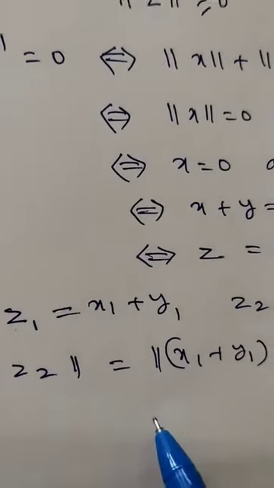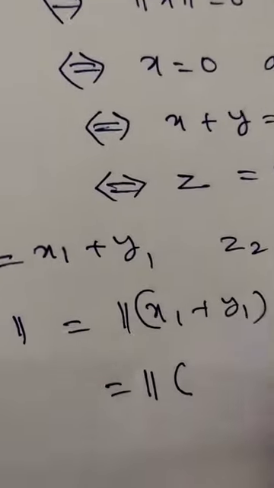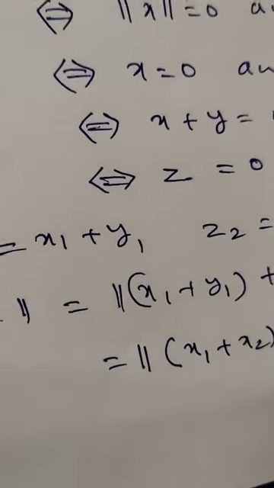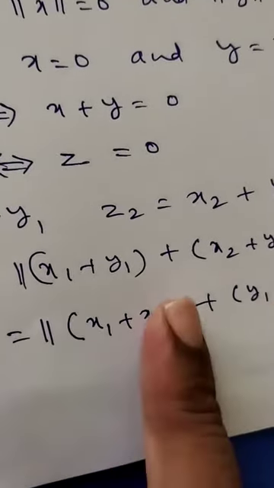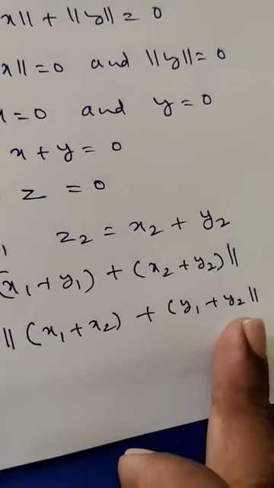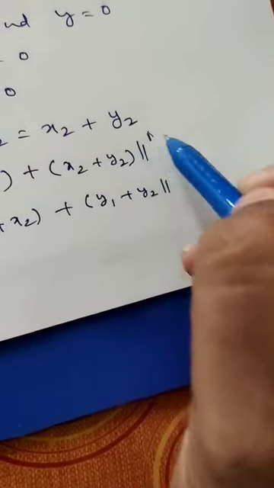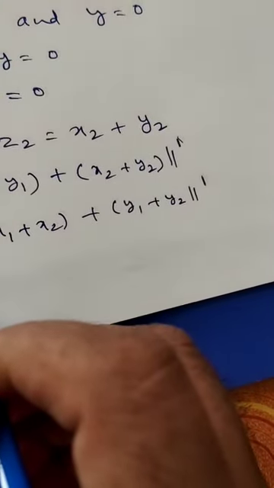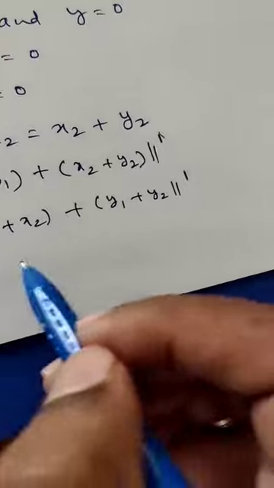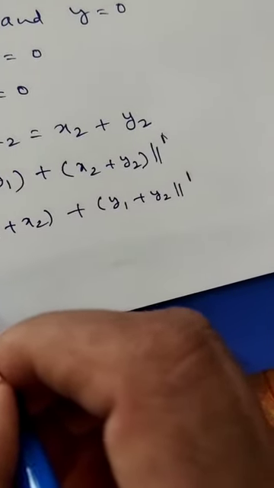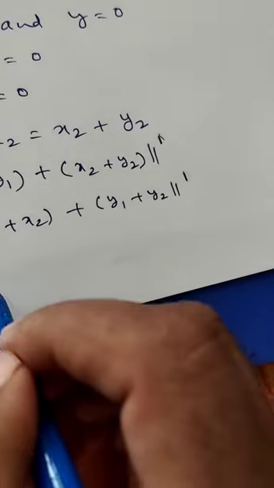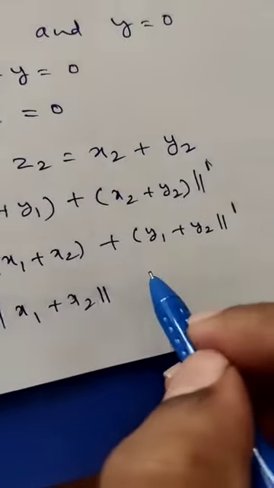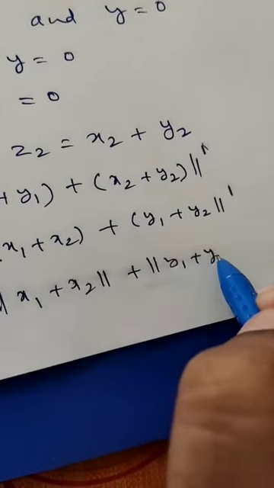So if we group up the like terms, we get x1 plus x2 plus y1 plus y2. Now this looks like the norm of x plus y, but the norm of x plus y is totally with respect to the second norm, right? So if that happens, this is equal to the norm of x1 plus x2 according to our definition, plus the norm of y1 plus y2.